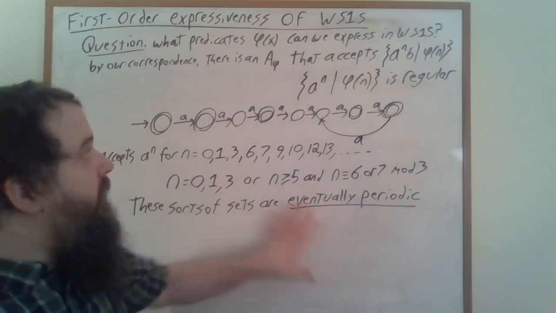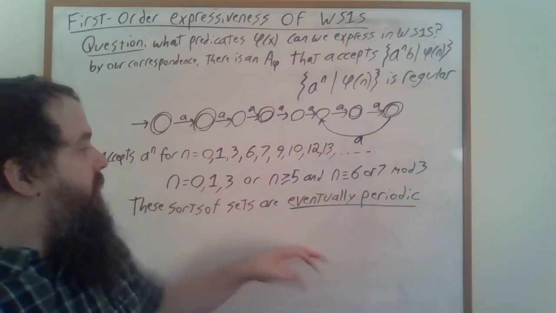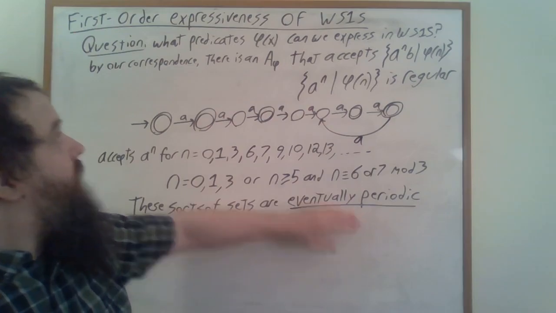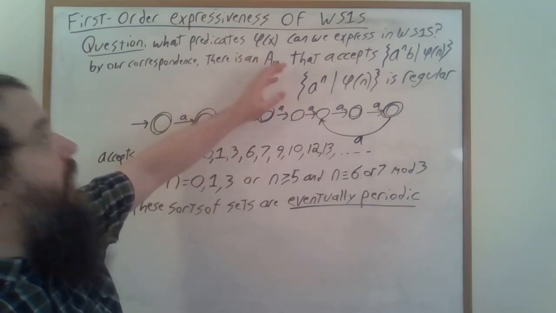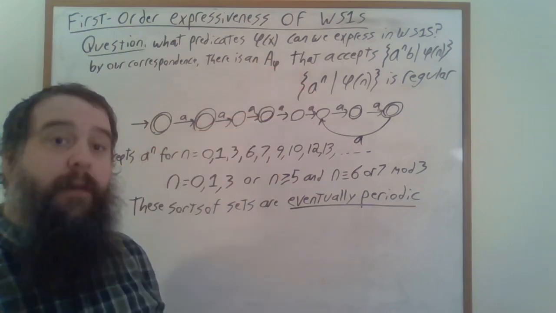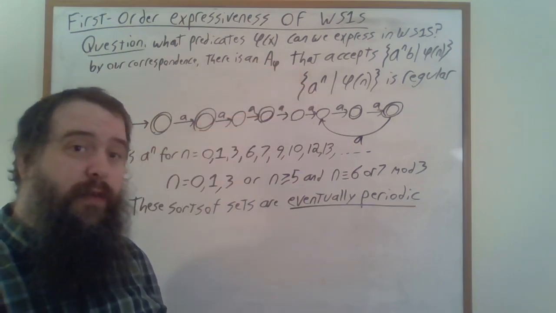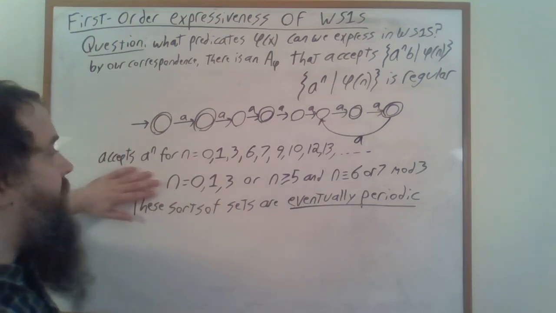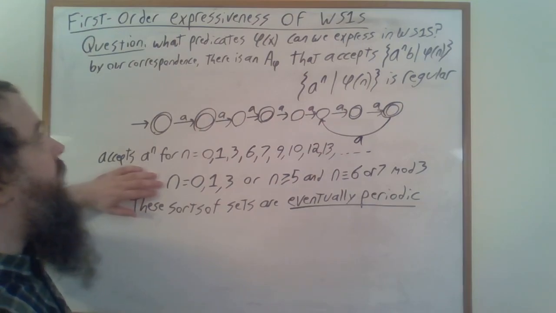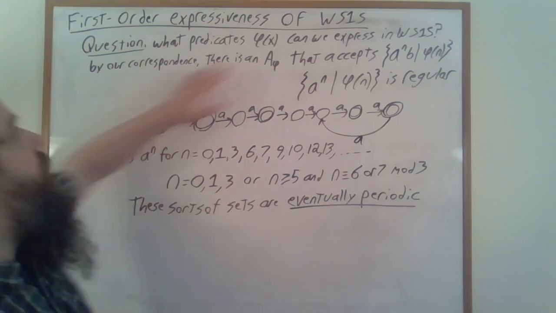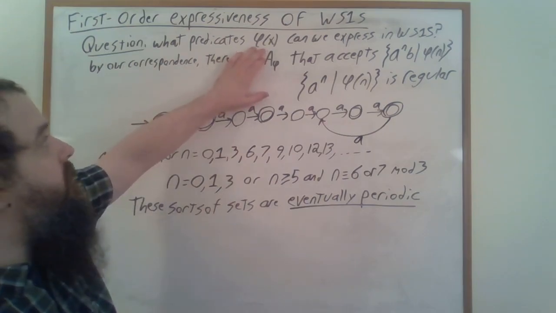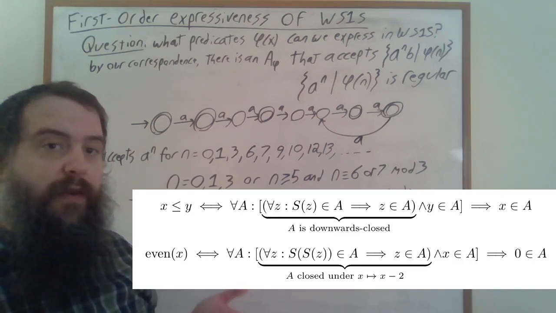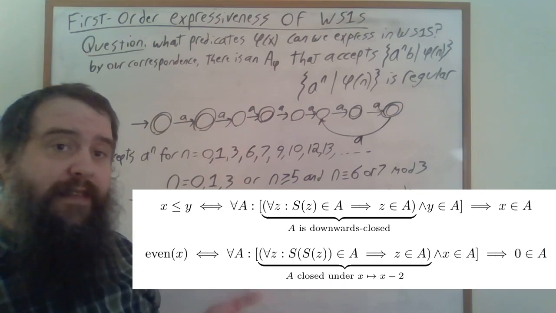And we can actually run this proof in reverse to conclude that if we have some sort of eventually periodic predicate, there is a corresponding formula phi in weak S1S that expresses it. But it's actually more enlightening to try to do this reversal directly. I encourage you to pause the video and take some sort of arbitrary eventually periodic set like this one and try to translate it into some sort of predicate in weak S1S. You'll want to adapt or maybe even make direct use of the formulas that we had for x is less than or equal to y and x is even.